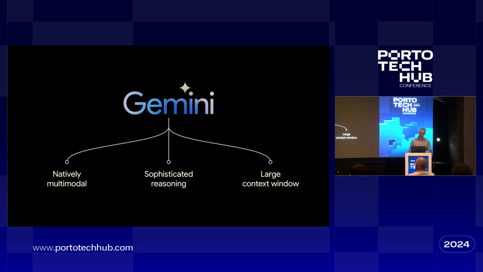So that's the Google AI landscape. And as I mentioned, Gemini is the main model. It's natively multi-modal, meaning it understands text, audio, video.